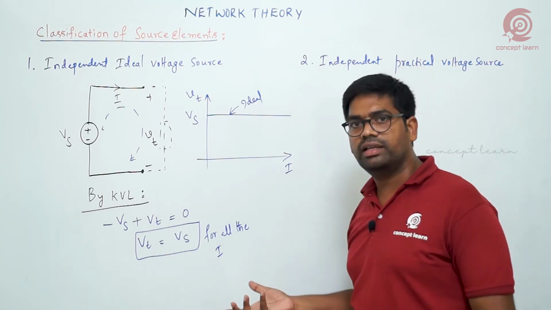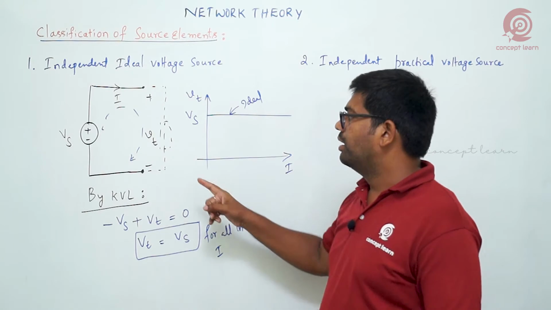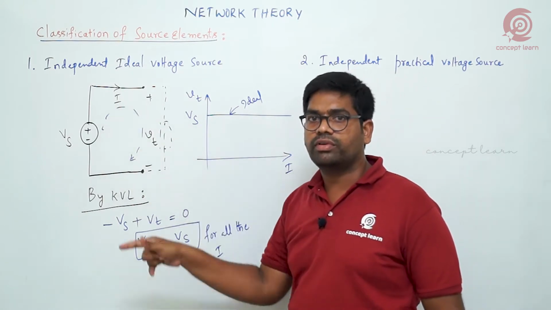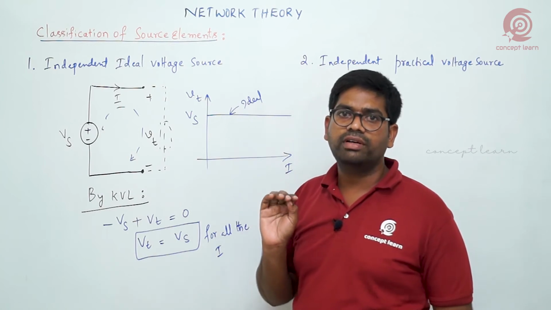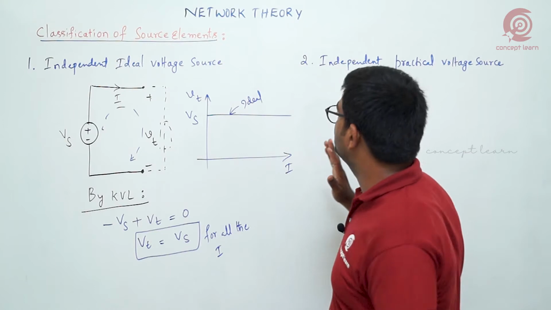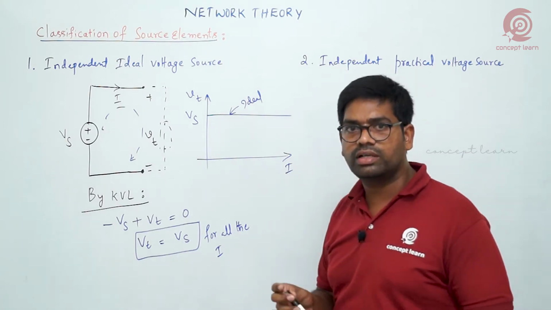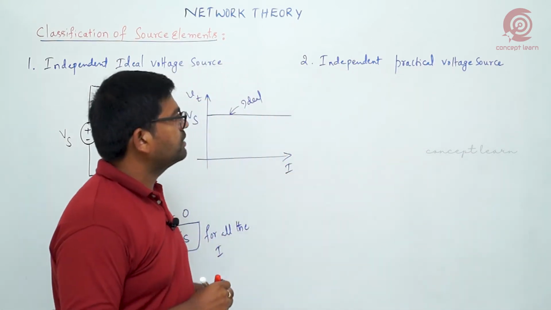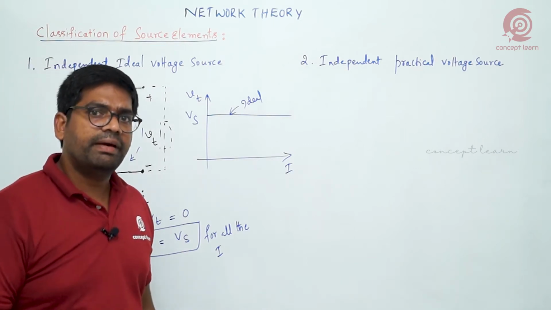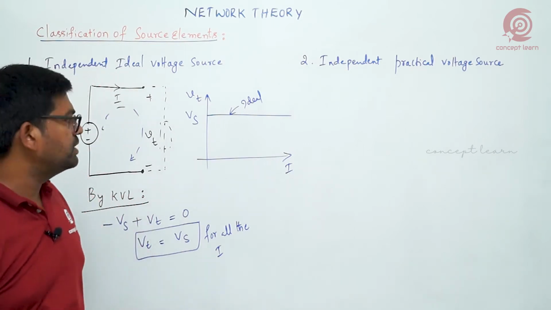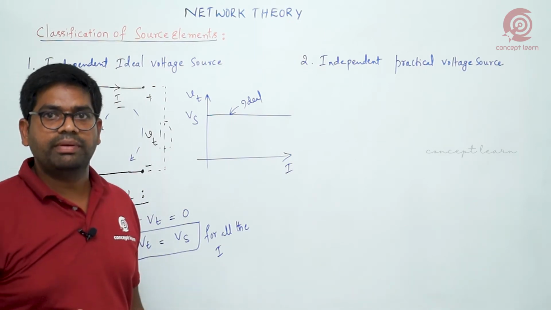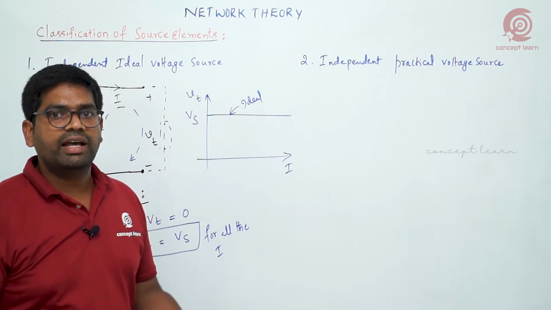So how can you give the definition? Terminal voltage is independent of current flowing through it. You can give this simple statement, then it becomes an ideal voltage source. What will be the difference when it comes to an independent practical voltage source? For a practical voltage source, definitely dependency will be there. Dependency means terminal voltage is depending on the current flowing through it. Because of that, it becomes a practical source.